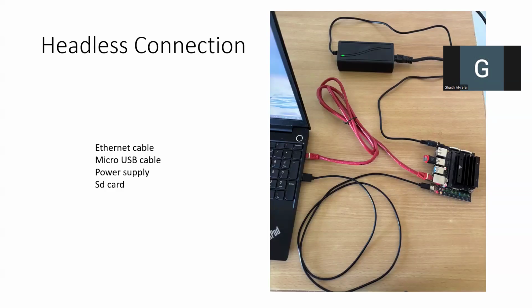After we finish the installation, or the flashing, of the JetPack on the SD card, now we'll do the headless setup for the Jetson Nano. As we can see in the picture here, this is our board, the Jetson Nano. The first thing, again, we need the power supply, 5 volts 4 amperes, to the barrel jack. The SD card that we flashed with the JetPack has to be connected to the Jetson Nano board.